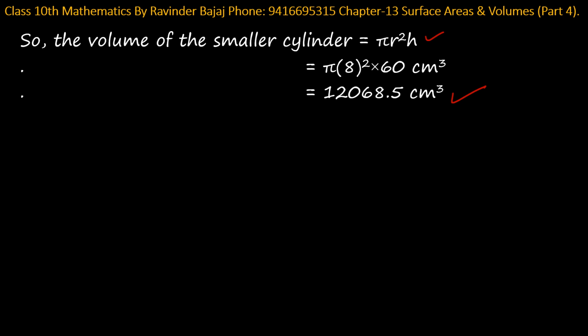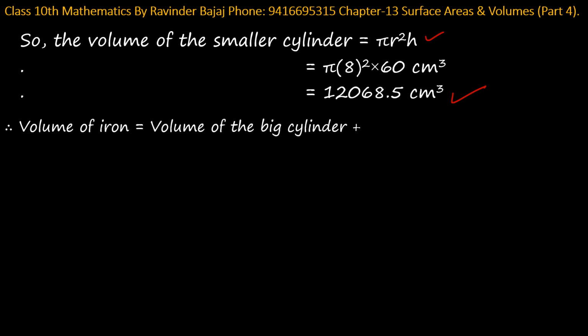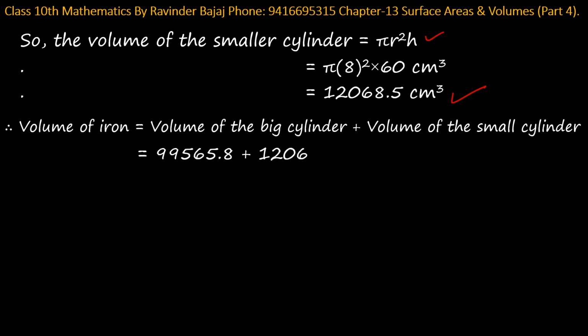Now volume of both the cylinders is calculated. We will add these two. So the volume of iron pole is equal to volume of the bigger cylinder plus volume of the small cylinder. Now it is equal to this plus this. By adding we will get this in centimeter cube.